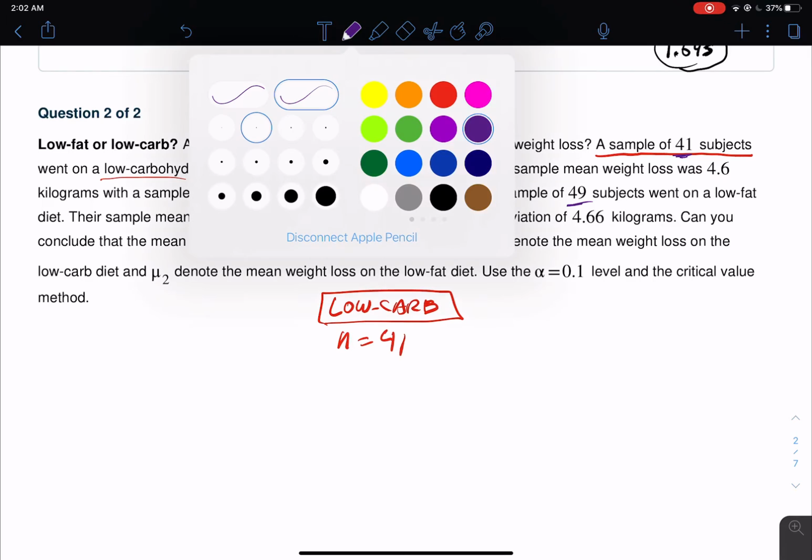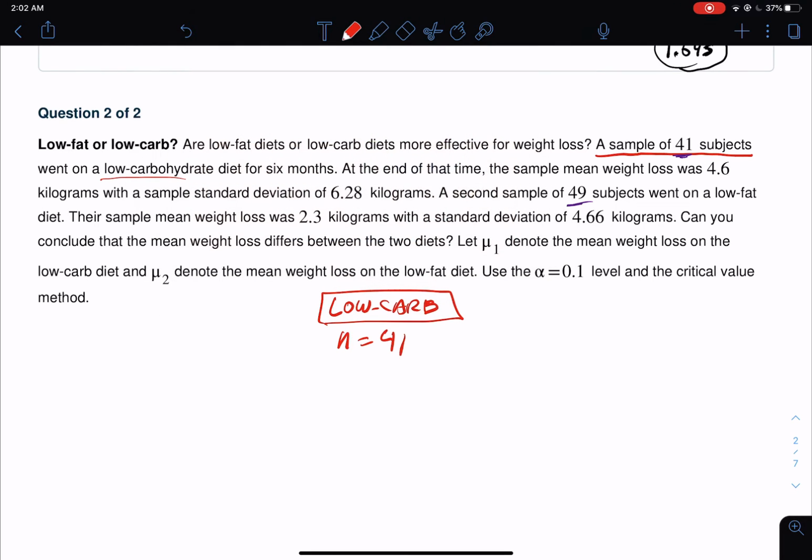Let's go ahead and organize our data. We've got a sample of 41 subjects went on a low-carb diet for 6 months. At the end of that time, the sample mean weight loss was, so X bar was 4.6 with a sample standard deviation of, so S, because it's a sample standard deviation, of 6.28.